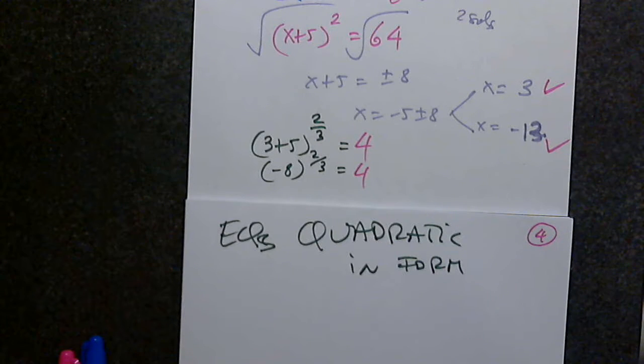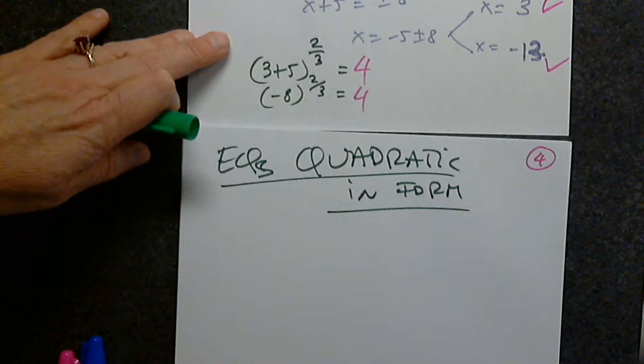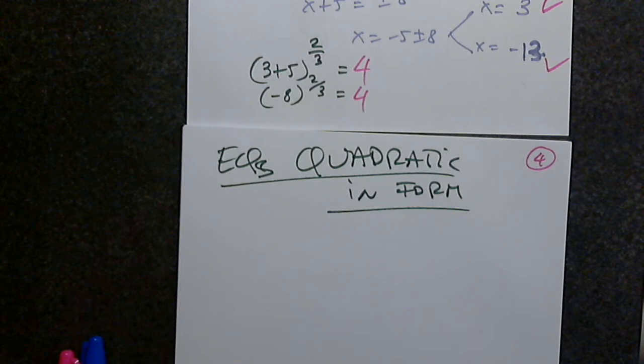Furthermore, we have 4 different methods. So I could, at any point in time, be more than willing to change anything into a quadratic, because there is no problem. I will be able to solve it. Not all equations are quadratic in form. So let me give you a few examples of equations that are quadratic in form.